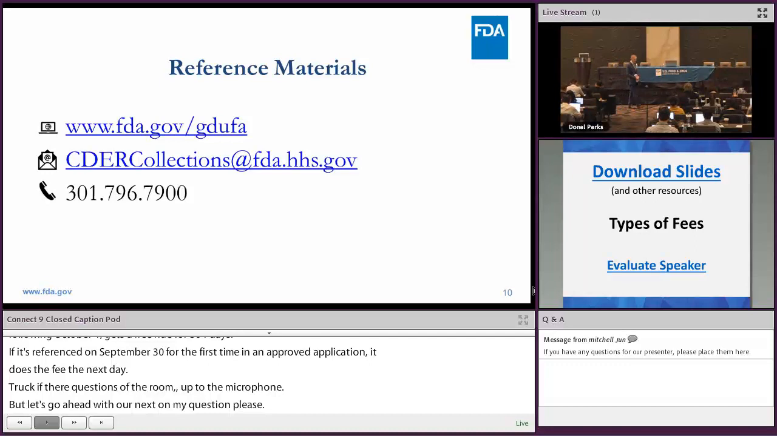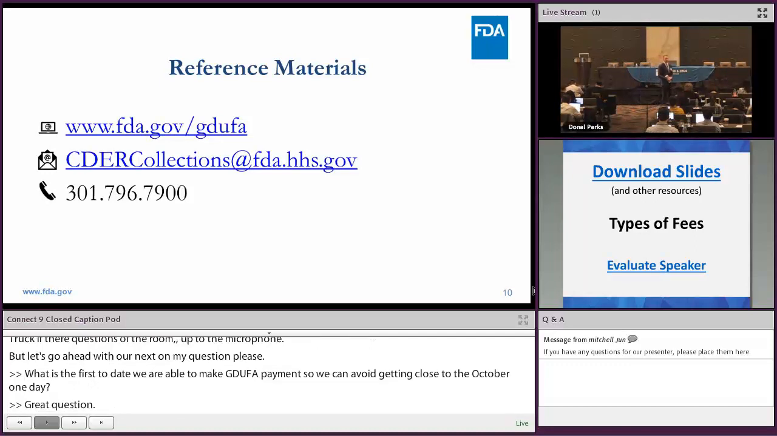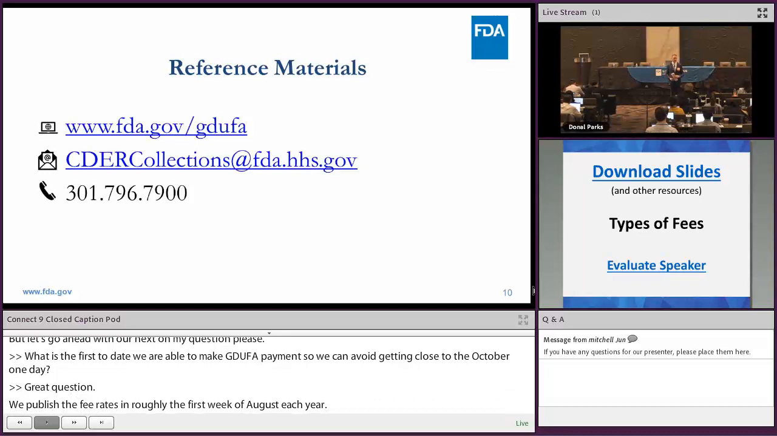We publish the fee rates in roughly the first week of August each year. And then generally we open the doors, if you will, at the payment system around September 1st-ish, the first week of September. That's known internally as the crossover period.